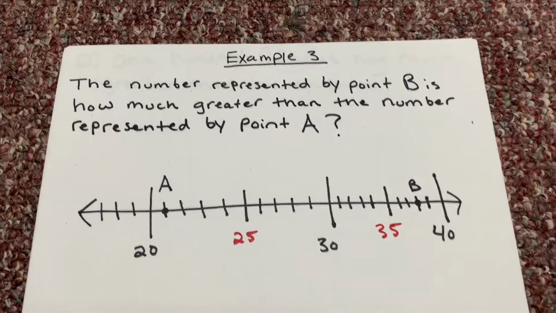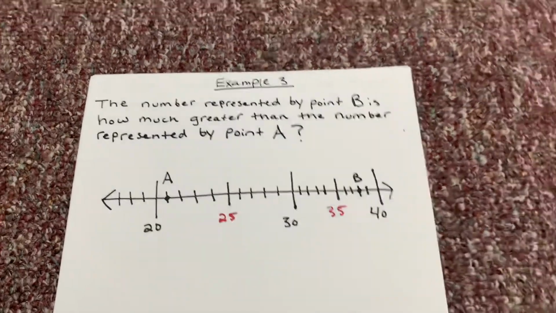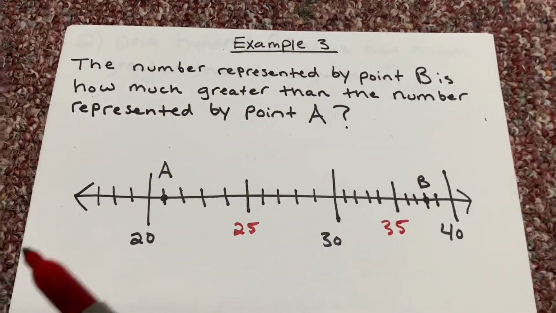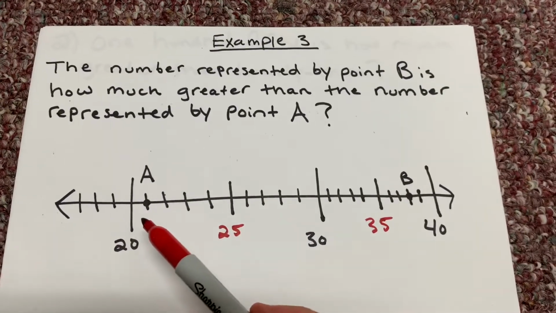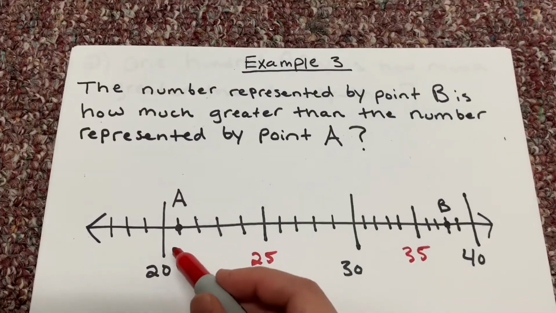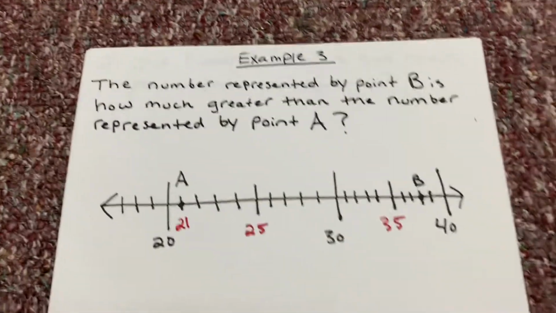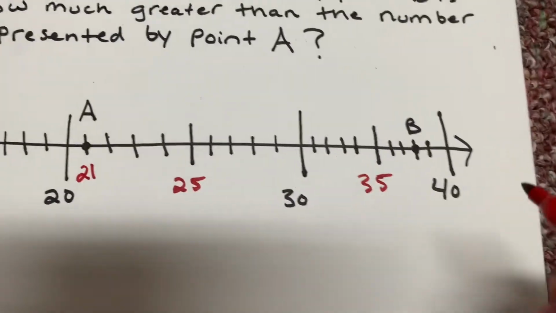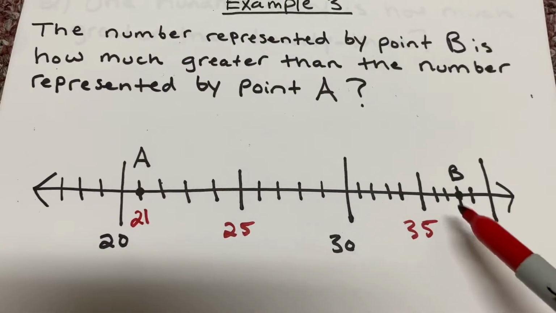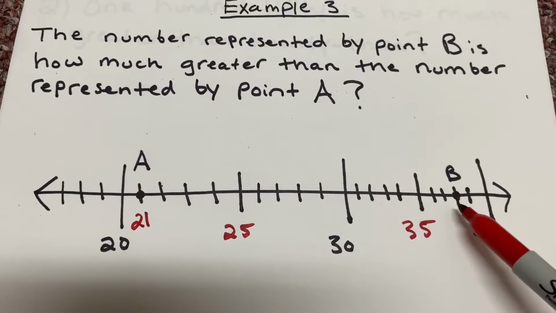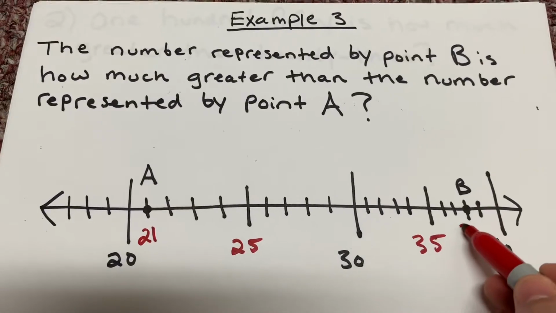So let's go ahead now and find out what point A represents. So point A, it looks like this is 21. And then we're going to go ahead and look at our point B, which it looks like point B is, well, 36, 37, 38.